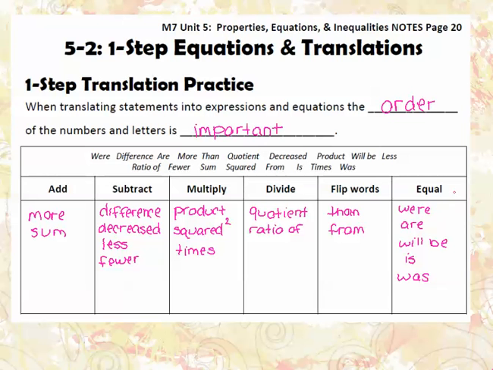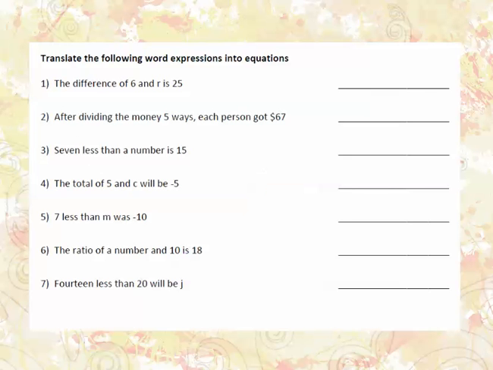And then the new category that was added were the equal words. Were, are, will be, is, was. Those are all words that say something is equal to. If we look at the bottom of that page, we're going to do the translation just like we did with the order of operations. So the difference means subtract of 6 and r is an equal word, 25. So if I reorder this, 6 minus r equals 25 would be the answer for that one.